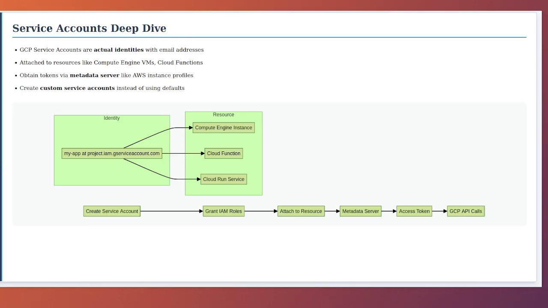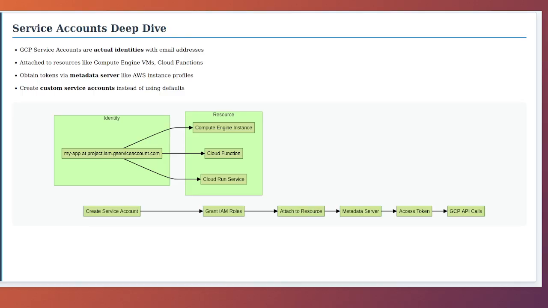Service accounts deep dive. Service accounts are one of the most important concepts to understand when transitioning from AWS to GCP, because they function quite differently from AWS IAM roles. In AWS, you create an IAM role and attach it to a resource like an EC2 instance. The instance then assumes that role and receives temporary credentials through the instance metadata service. The role itself is just a permission container with a trust relationship.